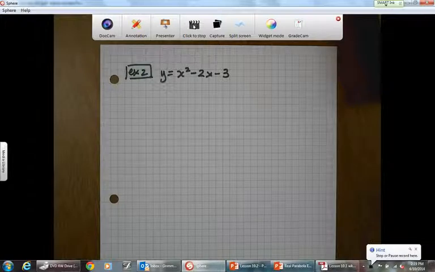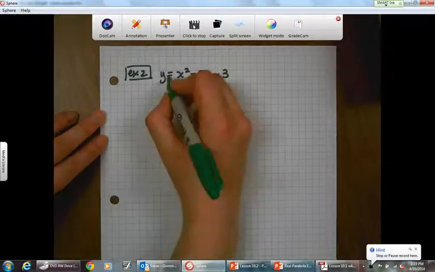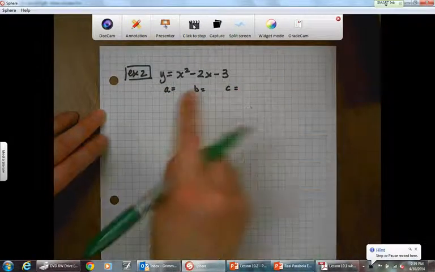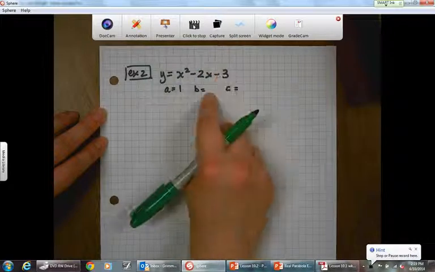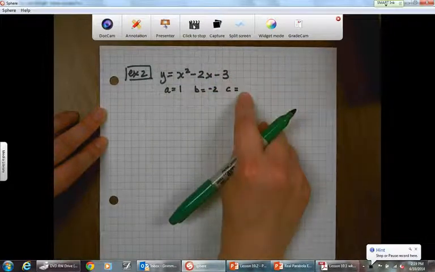All right, so first thing we're going to do is pull out the A term, the B term, and the C term. So the A term here is 1. The coefficient of x squared is 1. The B term is -2, and the C term is -3.